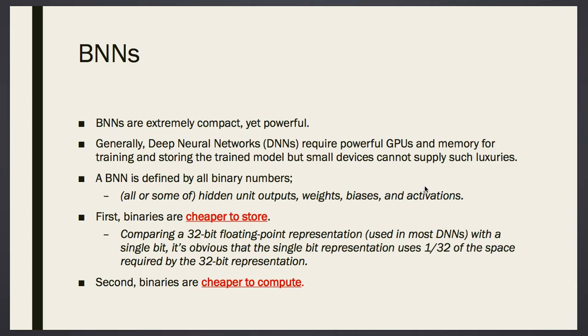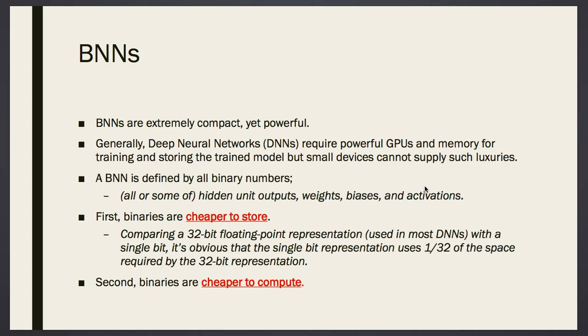They are not easy to get there. I mean, they are hard to train, but when you can train them, you get them. So generally, deep neural networks require powerful GPUs. I mean, 5 years ago, this was the case. You need GPUs and memory because you are using full precision, and small devices which cannot supply such luxury of precision couldn't execute your networks.